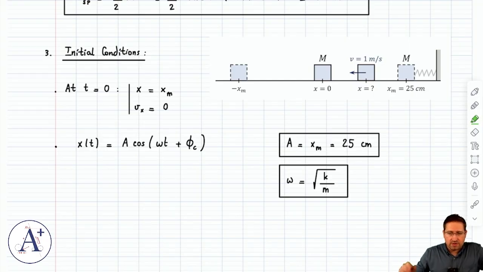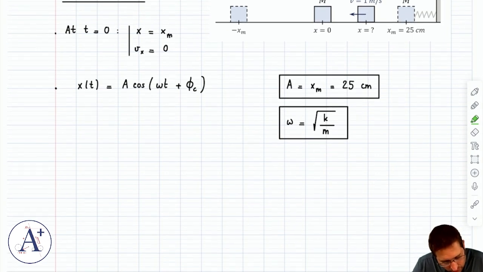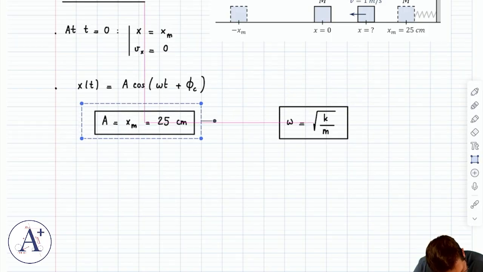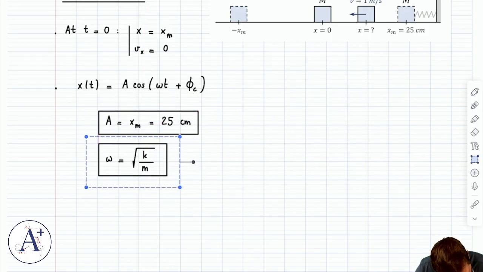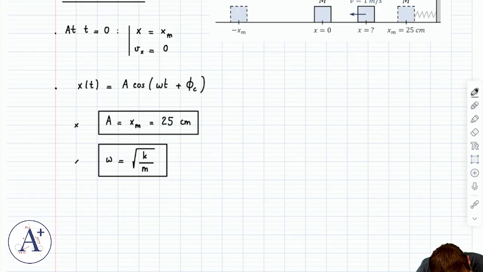And if I needed them, I could use them. I could say A is 25 and omega is root k over m. I can compute that, whatever that number is. Now I don't really need that to find phi sub c. So to find phi sub c, let me do this. This would be doing it in order, right? And so then to find phi sub c, we'd have to use the initial condition, right?